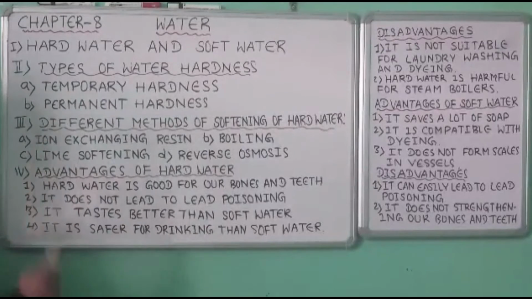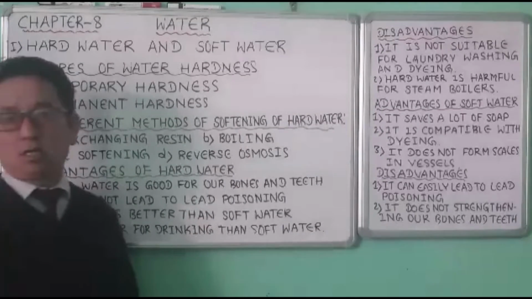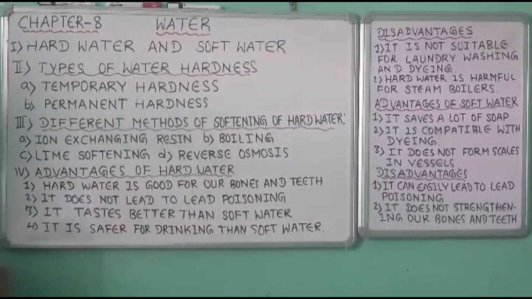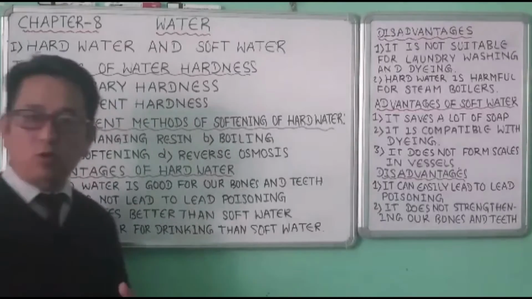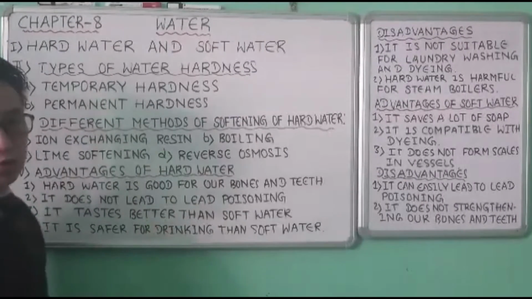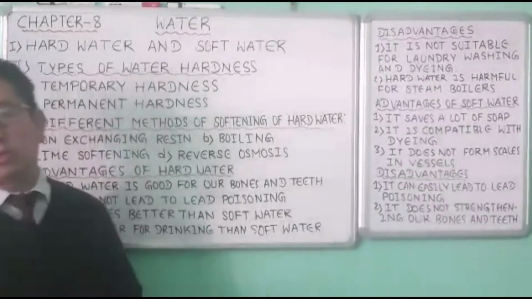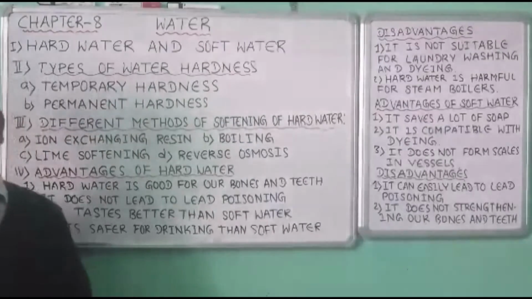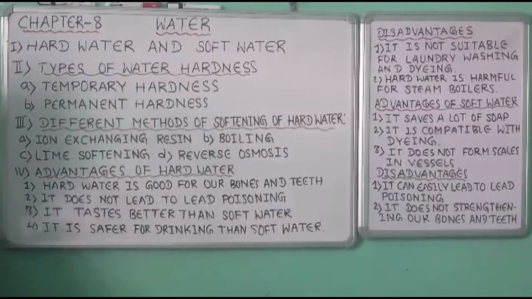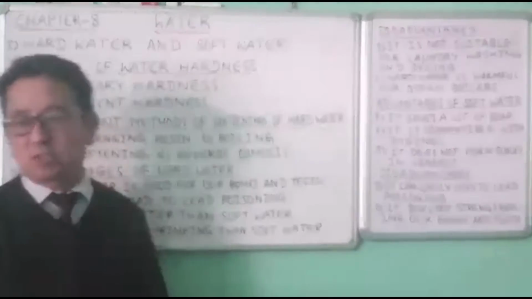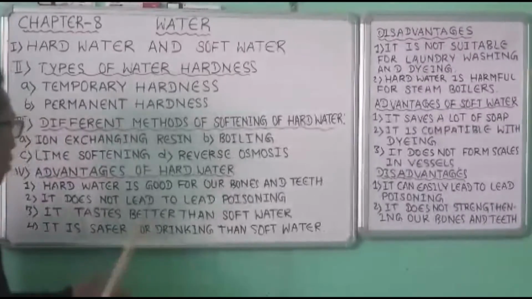Then lime softening is the process in which lime is added in order to reduce the hardness of water. As lime, you can add calcium oxide or calcium hydroxide. Now here, reverse osmosis. It is a water purification technology that uses a semi-permeable membrane which removes calcium ions, magnesium ions, molecules and larger particles from drinking water.